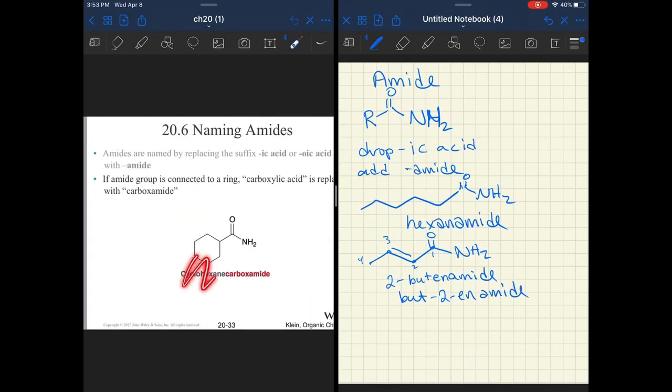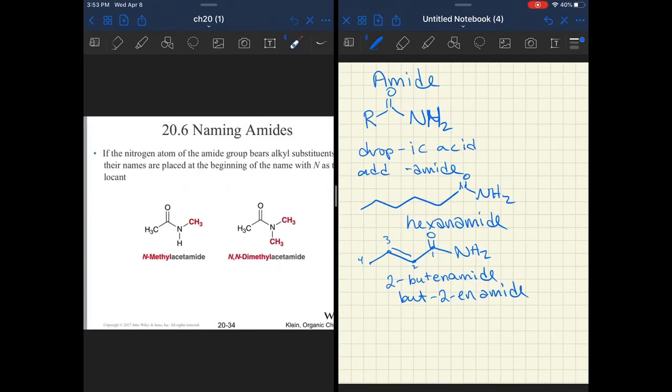Now, skip over that. Now, what's interesting with amides is sometimes you're going to have R groups on the nitrogen. When it's 2 hydrogens, the rules are what we've just covered. But if there is an alkyl group on that nitrogen, we have to deal with it. If we've got a nitrogen with varying R groups here, we are going to treat these R groups as substituents.